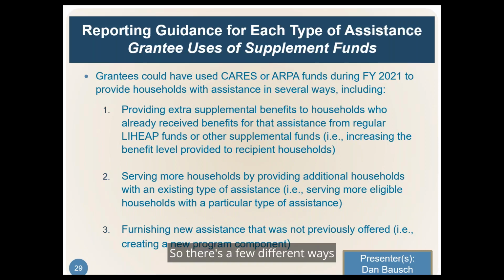So there are a few different ways that you may have used your supplemental LIHEAP funds during 2021. One way is you may have provided extra supplemental benefits to households that already received assistance from your regular LIHEAP funds. Second way is you might have served more households by targeting the ARPA or the CARES funds to serve additional households that otherwise may not have been served. And third, you might have used the funds to start a new program component or a new benefit type. So depending on how you use those funds is going to impact how your report looks.